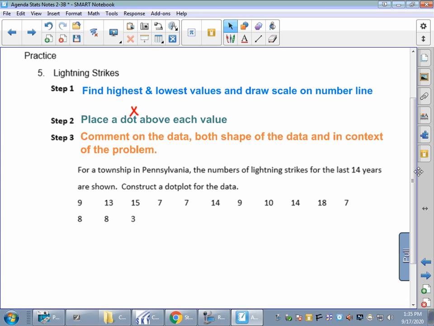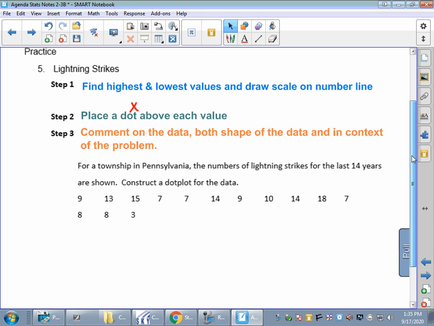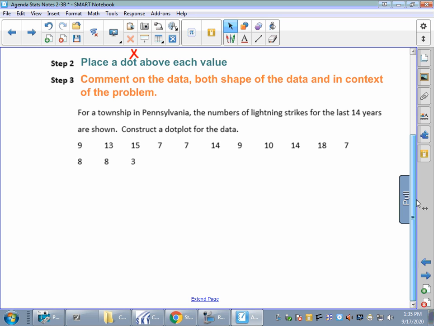and use the context of the problem. Tell me what it's about. The numbers of lightning strikes. So use that in your comment. So for a township in Pennsylvania, the numbers of lightning strikes for the last 14 years are shown. Construct a dot plot for the data.